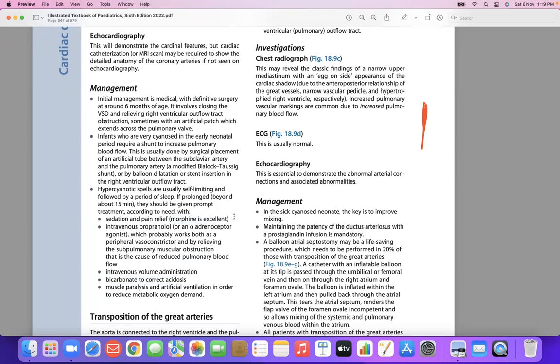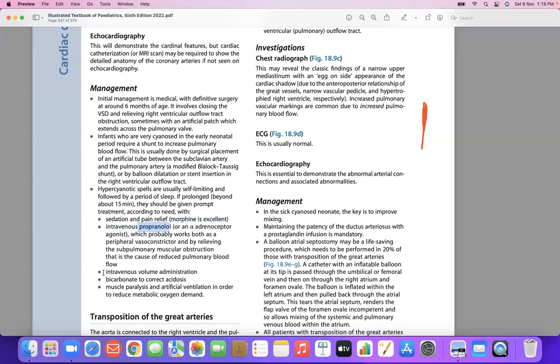First is the position, knee chest position. Then you will give morphine. Then you will give propranolol. Propranolol has two actions here. One is peripheral vasoconstriction, so in turn it will reduce the blood coming to the right heart. At the same time, it will relax the muscle, that is, the subpulmonary muscular obstruction will be relaxed. In that way, propranolol will help.